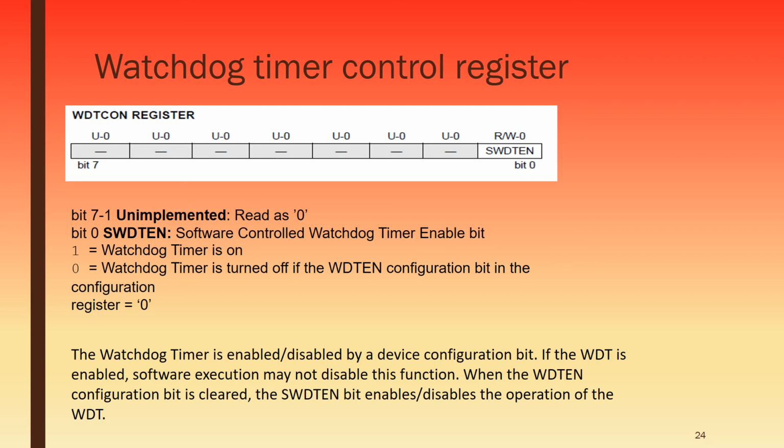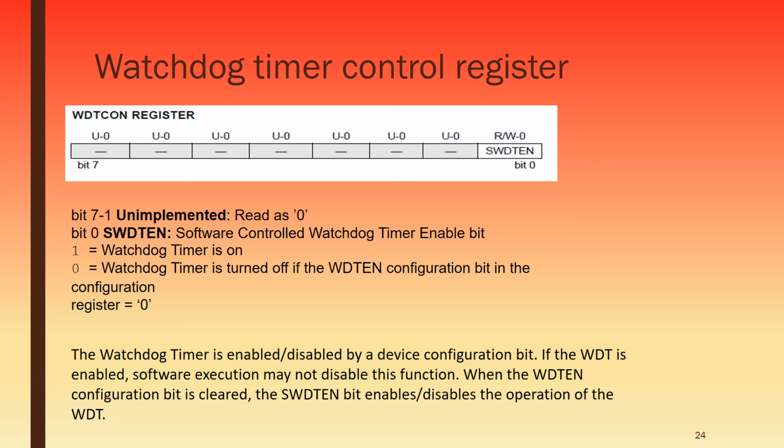If the WDTEN configuration bit in the configuration register is 0, the watchdog timer is enabled and disabled by the device configuration bit. If the WDT is enabled, software execution may not disable this function. When the WDTEN configuration bit is cleared, the SWDTEN bit enables or disables the operation of WDT. So WDT plays a very important role in the operation.